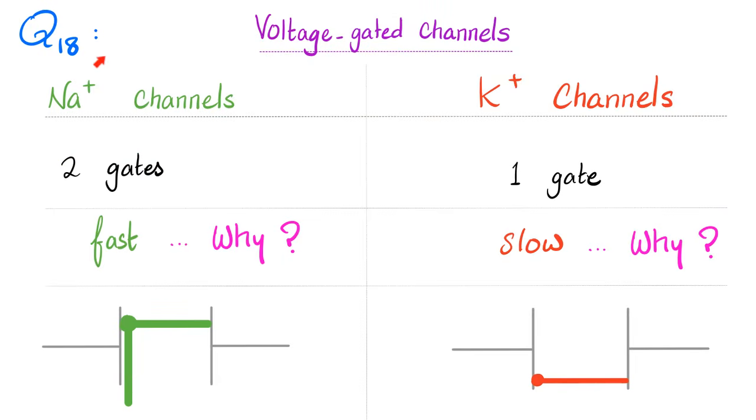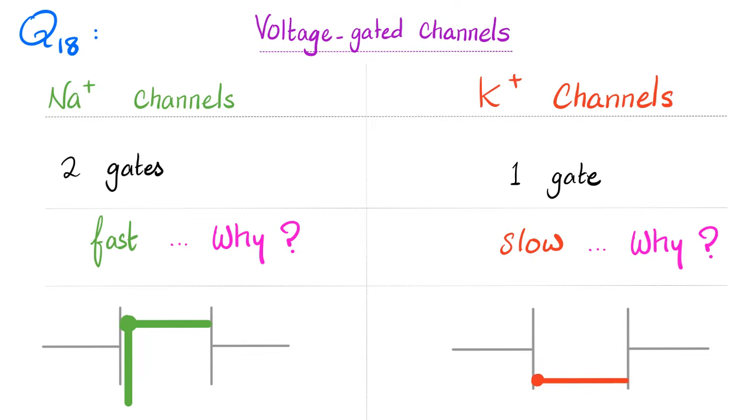Let's answer the question of the previous video, shall we? And the question went like this. Sodium channels have two gates, but the potassium channels have only one gate. Why is this? Second, voltage-gated sodium channels are fast. However, voltage-gated potassium channels are slow. What is the cause? Surprise, surprise.